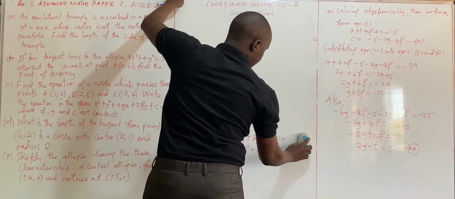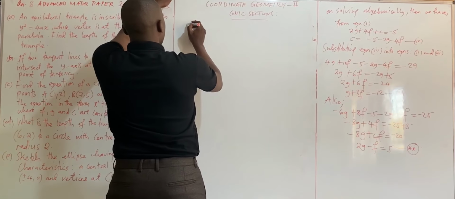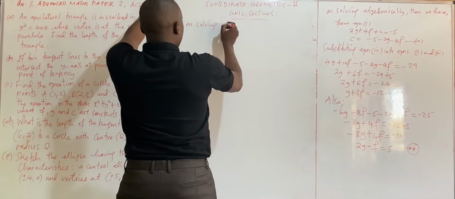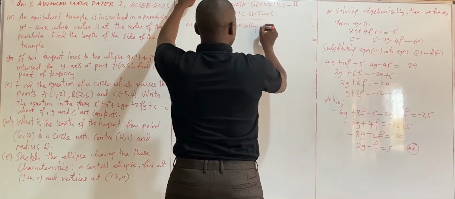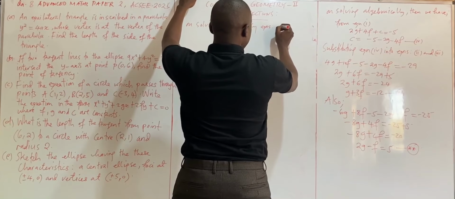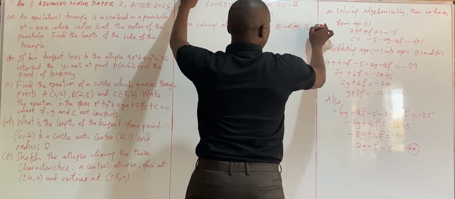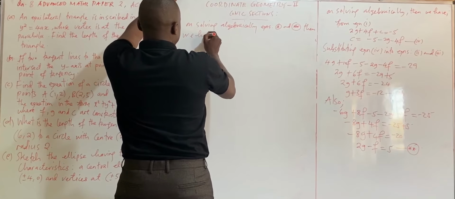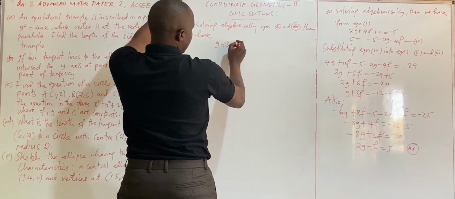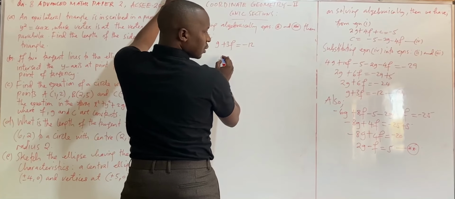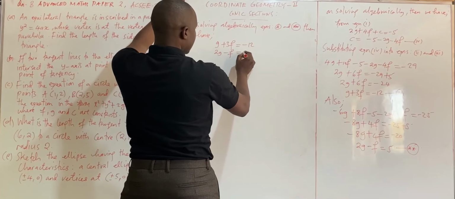So you remember equation 4, C. That's very important. So now, on solving equations 1 and 2 algebraically, what exactly do we have? We have G plus 3F equals negative 12, and 2G minus F equals 5.